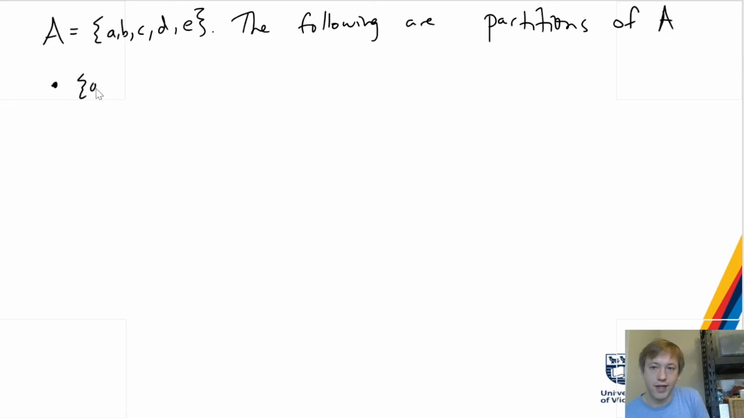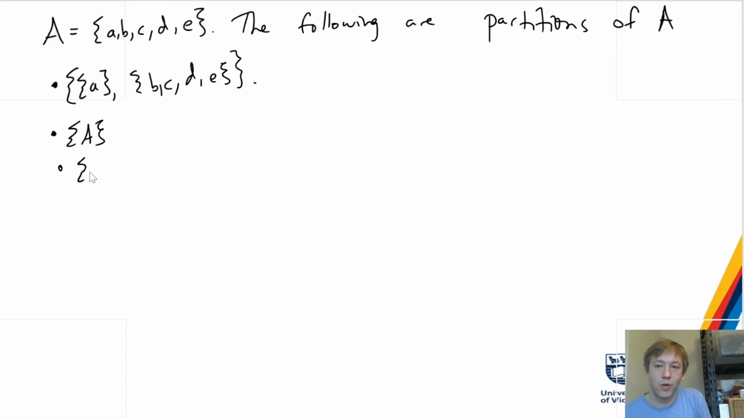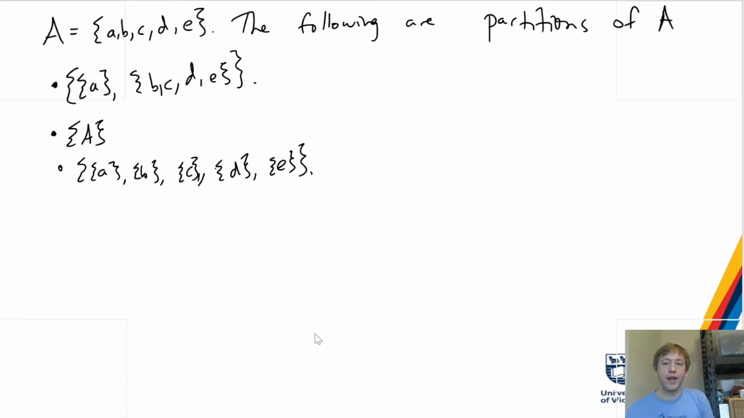So if I take, let's say, the set containing the set {A} and the set {B, C, D, E}, that's a partition. Or I could just take the set containing {A, B, C}. Or the set containing {A}, the set containing {B}, the set containing {C}, the set containing {D}, and the set containing {E}. Right? And the point here is that in each of these three examples, every element of A appears in exactly one set of the partition.